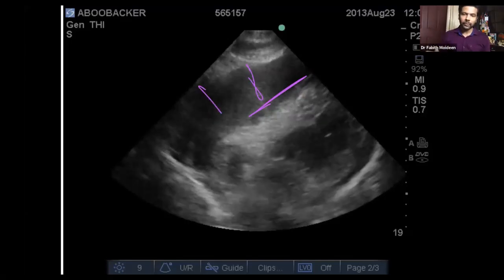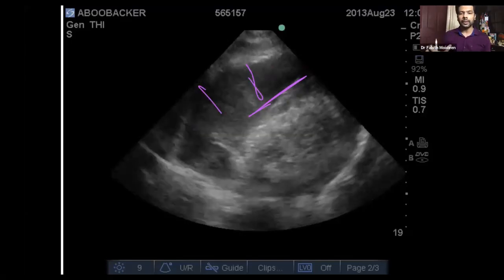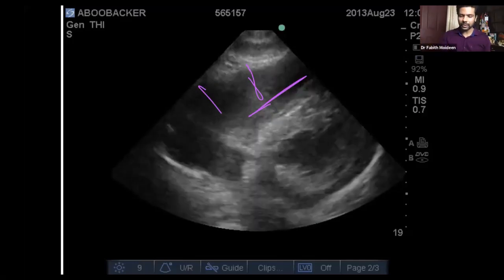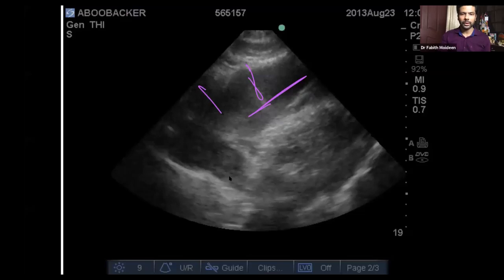And then another thing you have to remember is if there is a clot in the LV and the heart is stopped for a long time, you can see the clot in the LV. Then there's no point in resuscitating such patients.